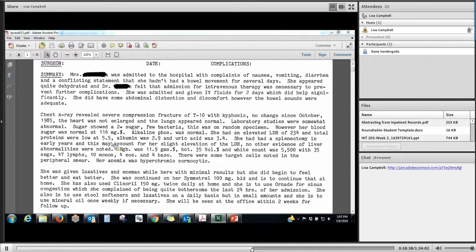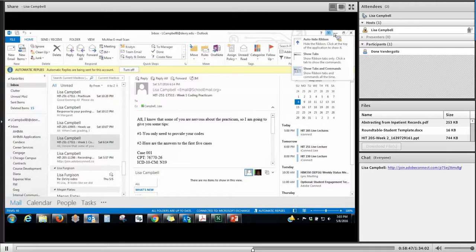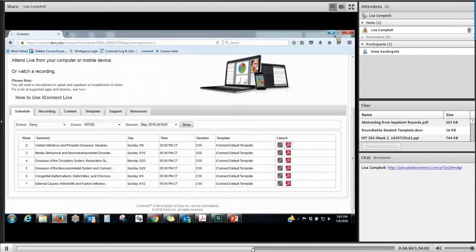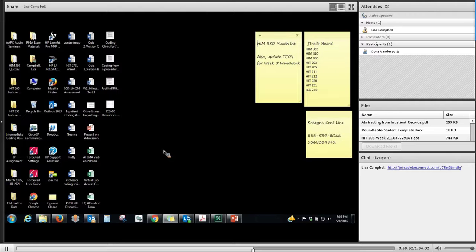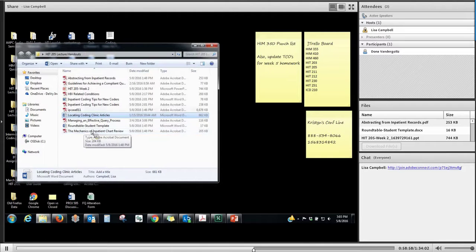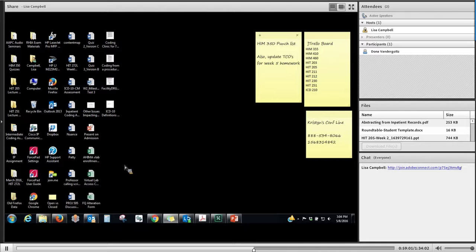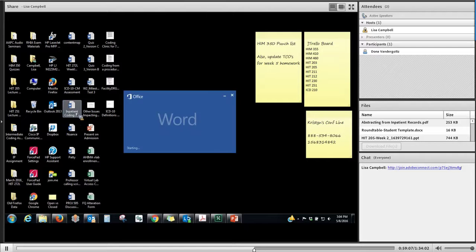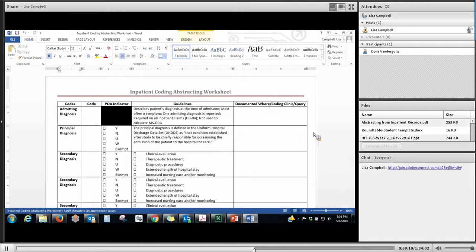So one of the documents that I mentioned that I uploaded to the files area was an abstracting worksheet. I think it would be very helpful when you are coding these roundtable cases. So I'm going to pull up that abstracting worksheet. The reason why I would print this out and use it is because it helps you capture your codes, capture what you're thinking about.